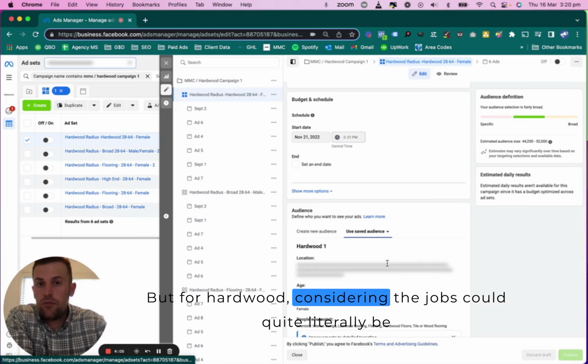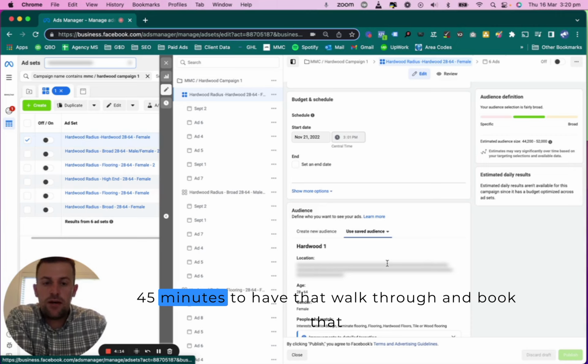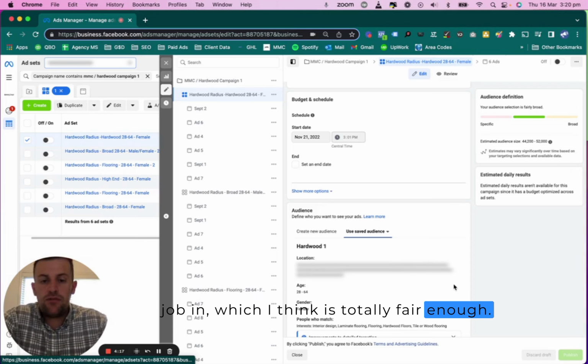But for hardwood, considering the jobs could quite literally be $3,000 or $4,000, this particular client is happy to drive that extra 45 minutes to have that walkthrough and book that job in, which I think is totally fair enough.